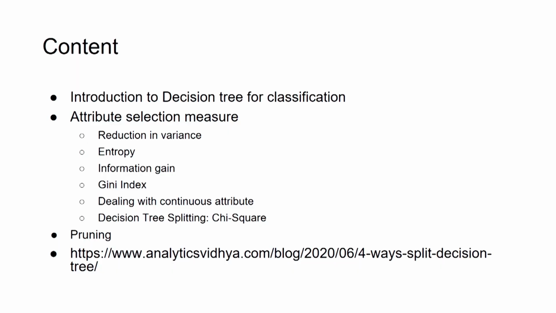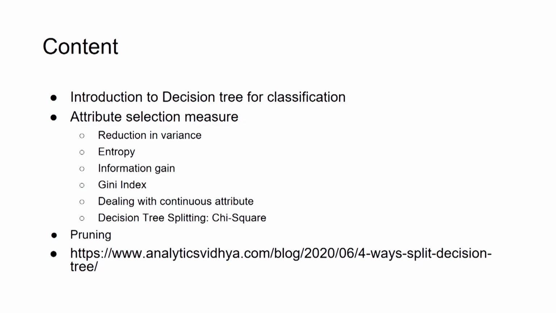So, till now we have covered introduction to decision tree for classification, and then attribute selection measures that we have seen: reduction in variance, how it is used for attribute selection measure, what is the meaning of attribute selection measure, and so on, and then what is entropy. So, we will see now information gain and Gini index, these two most popular attribute selection measures in today's lecture.